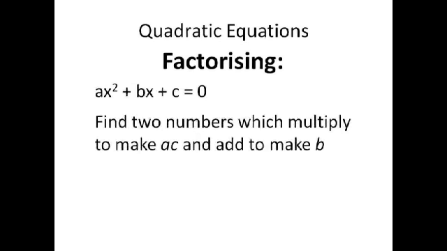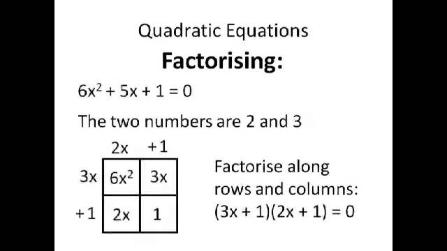Now we're going to go for something a bit more difficult, which is when we've got a coefficient of x squared that is greater than 1. To start with this, we'll find two numbers that multiply to make AC and add to make B. There's an example on the next slide, which I think is the easiest way to show you how to do it. Our example is 6x squared plus 5x plus 1 equals 0.